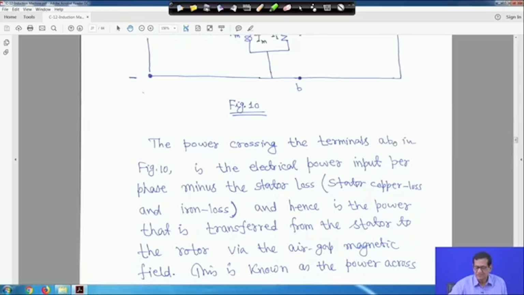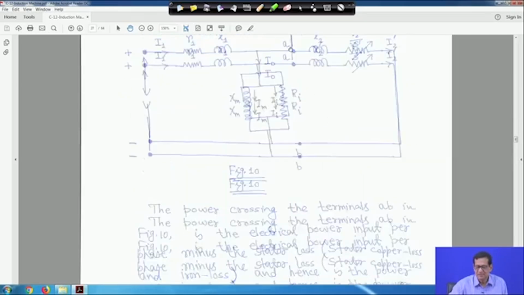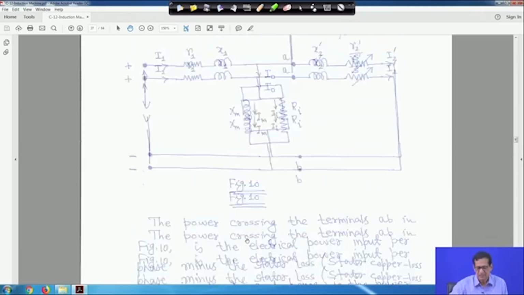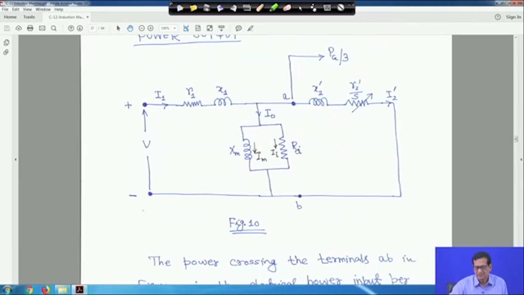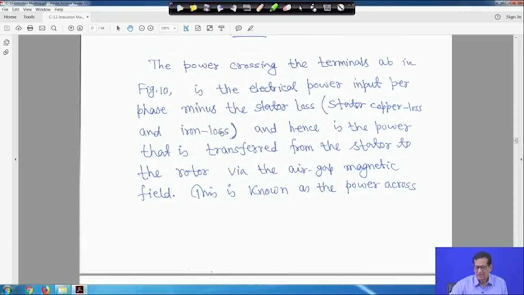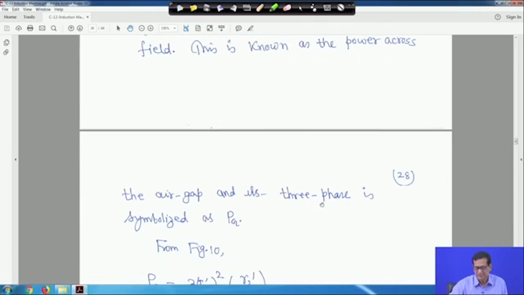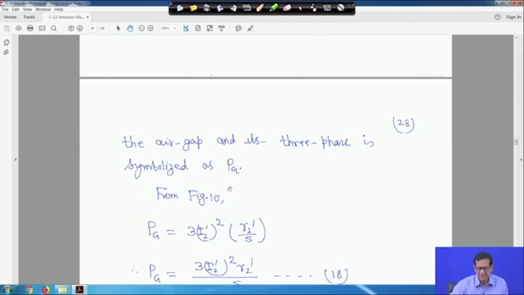Now the power crossing the terminals AB, look at the marker, in figure 10 is the electrical power input per phase minus the stator loss, that is the stator copper loss and iron loss. Here I0 square Ri is the iron loss, and here I1 square R1 is the stator copper loss. What remains is the power transferred from the stator to the rotor via the air gap magnetic field. This is known as the power across the air gap, and its 3 phase value is symbolized as Pg.